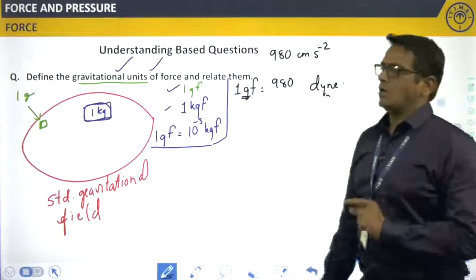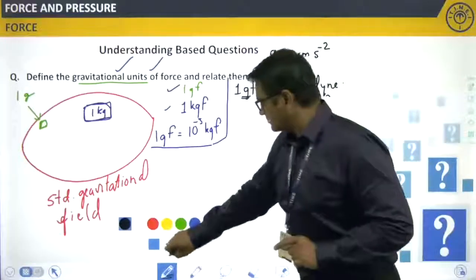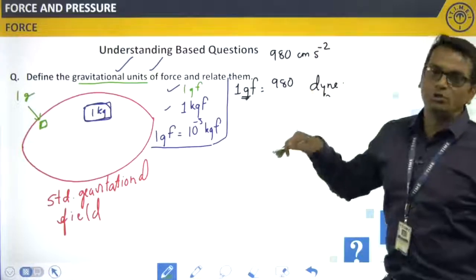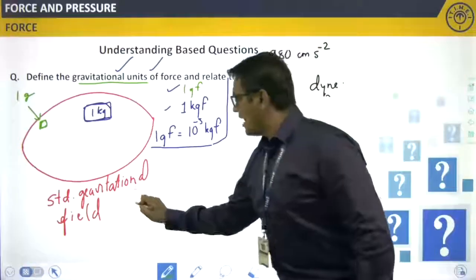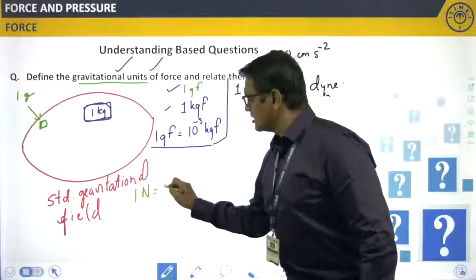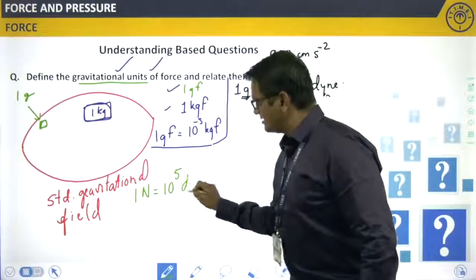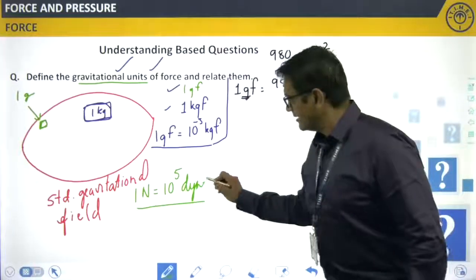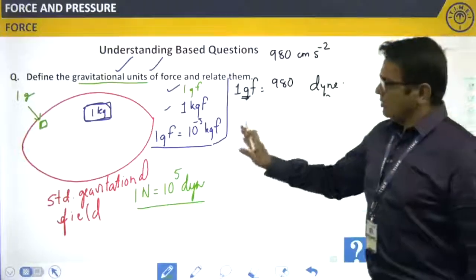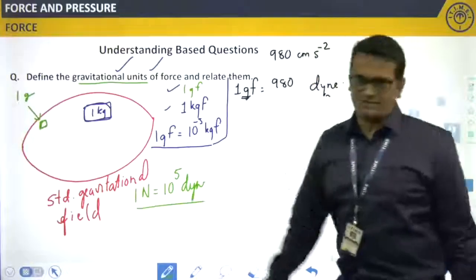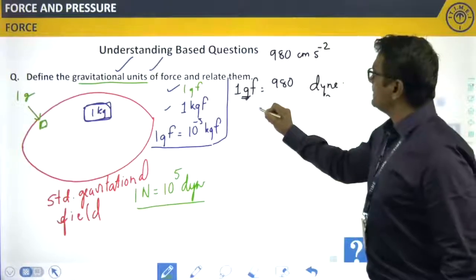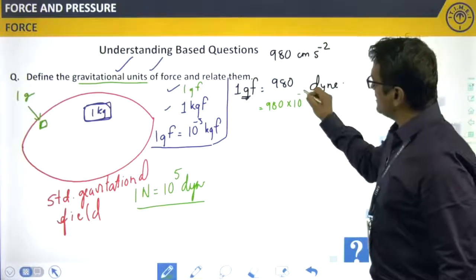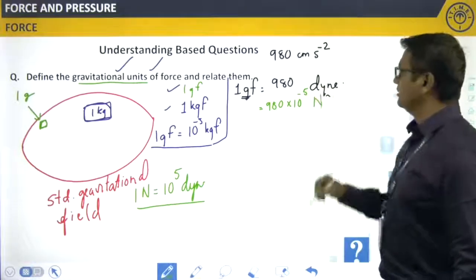Clear? Now let us convert this dyne into Newton. And how do I do that? I know 1 Newton is equal to 10 raised to 5 dyne. That we have already learned, right? So 1 dyne would be 10 raised to minus 5 Newton, right? So if I multiply this 980 by 10 raised to minus 5, my answer would be in Newton.